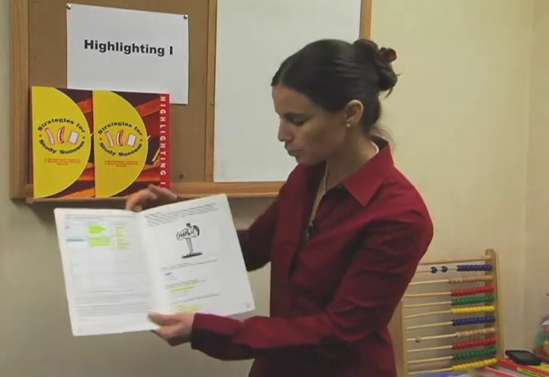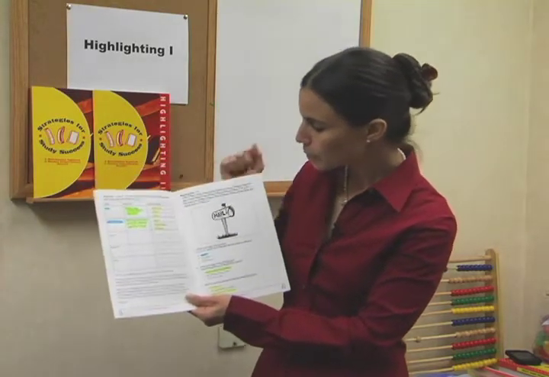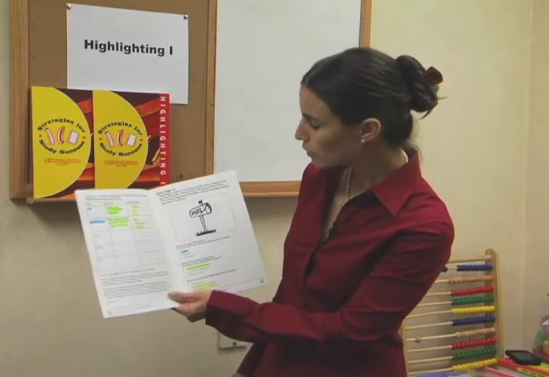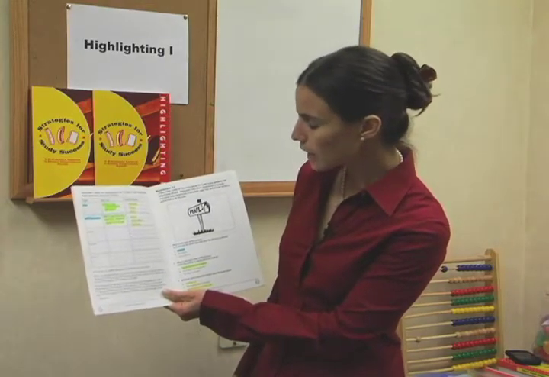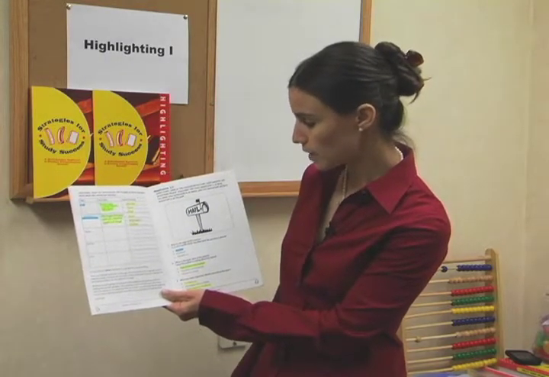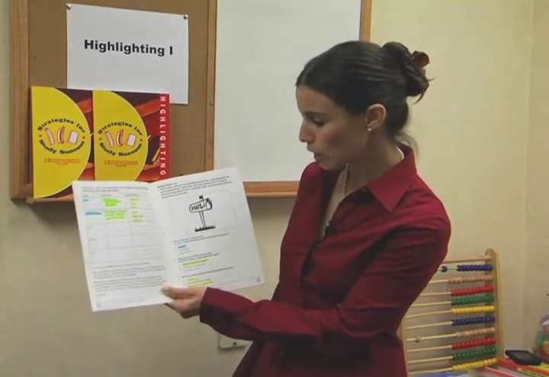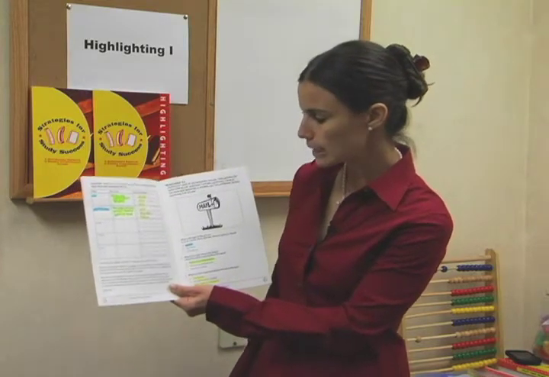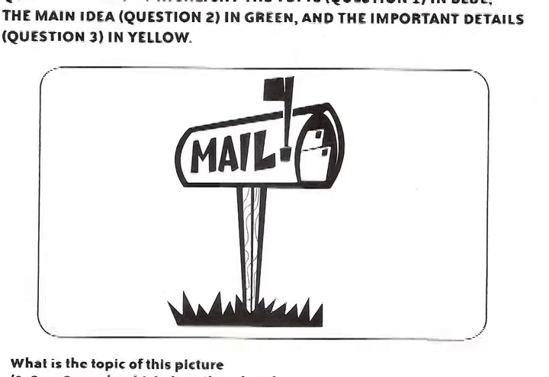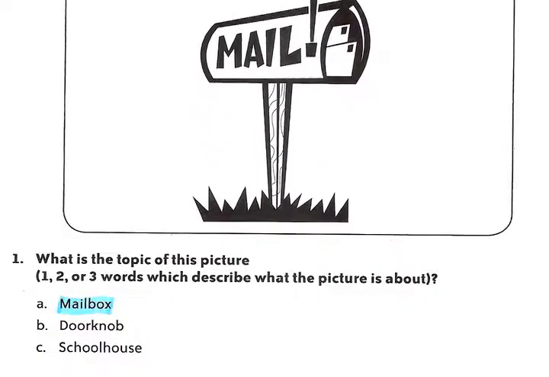Let's look at the first exercise together. I'm going to read the directions for exercise 1.1. It says, look at the following picture, then answer the questions below. Highlight the topic, question 1, in blue, the main idea, question 2, in green, and the important details, question 3, in yellow. Let's look at the picture, and then we move down to question 1.